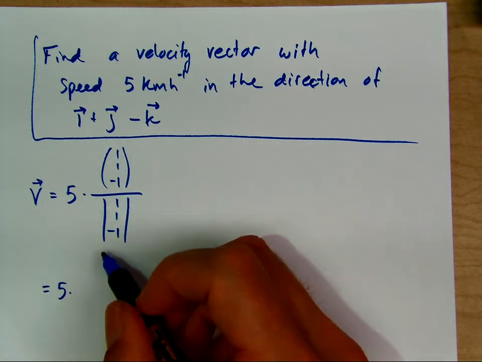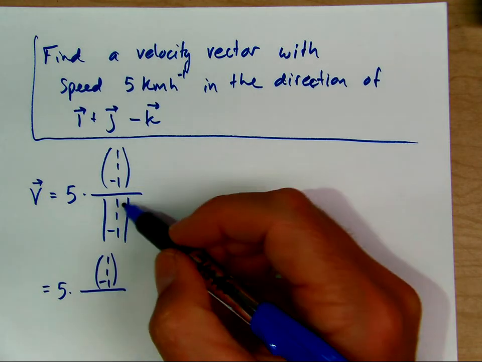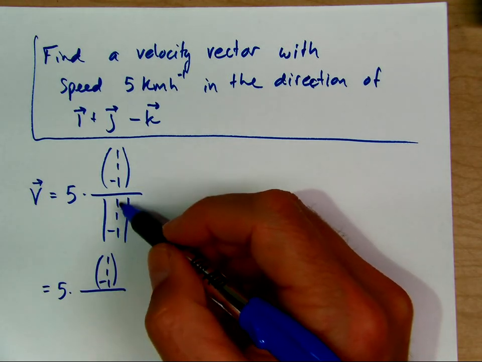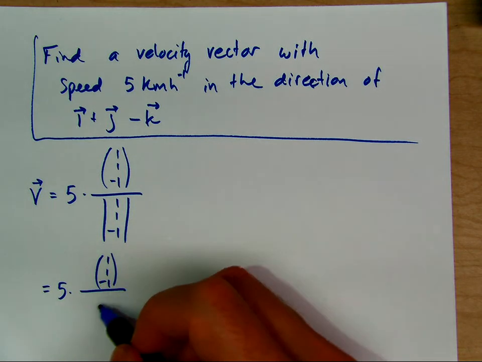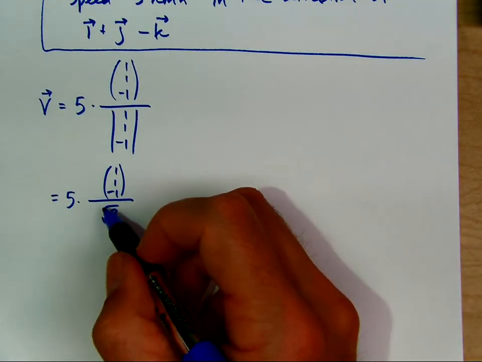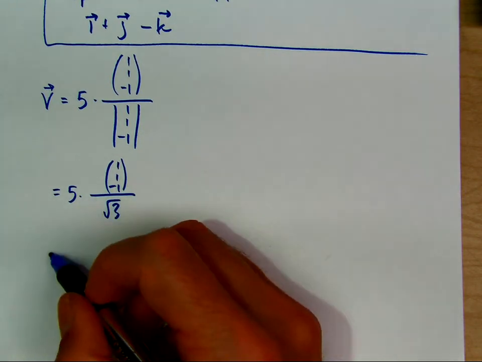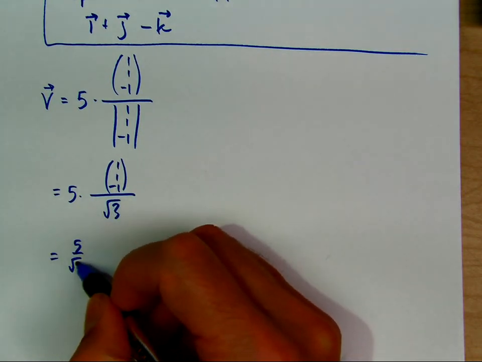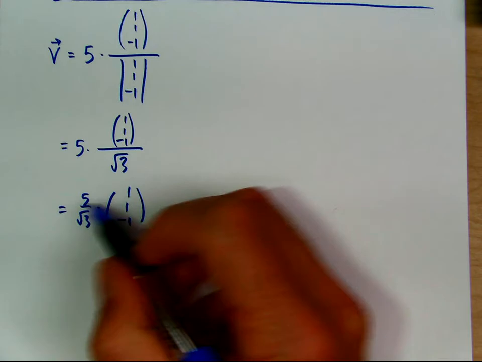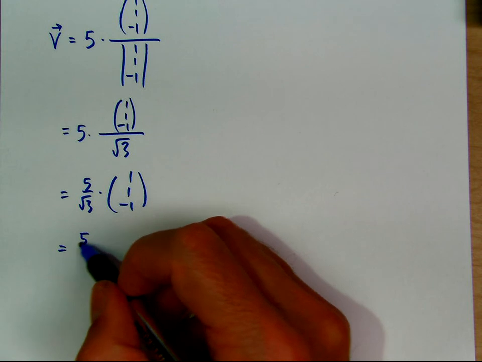So we have 1, 1, negative 1, and then this is going to be 1 squared plus 1 squared plus negative 1 squared. That'll be 3, square root 3. And then we'll just multiply everything. Why don't we put 5 over radical 3 times the vector. We can just take care of the rationalizing here.